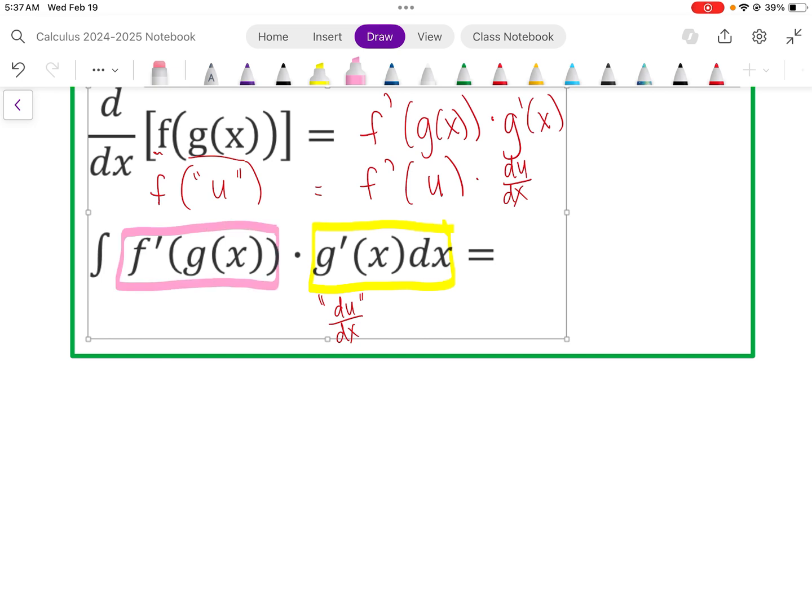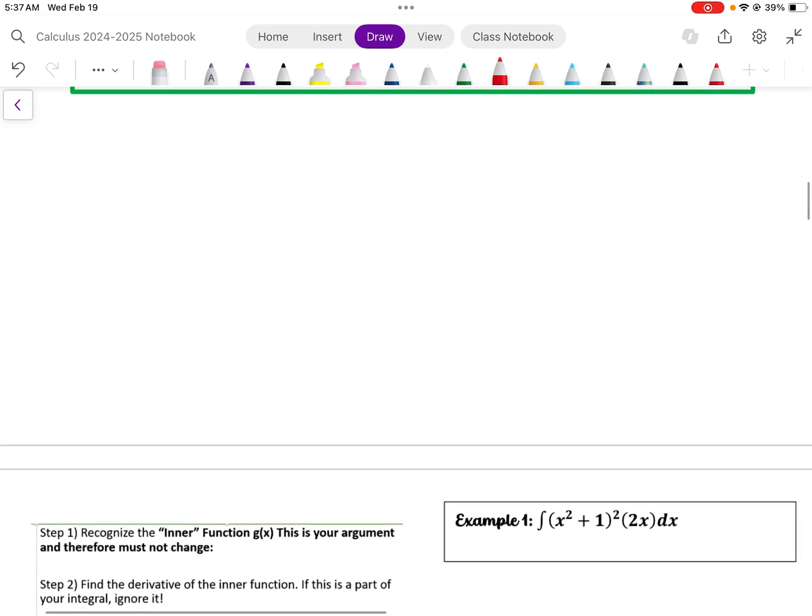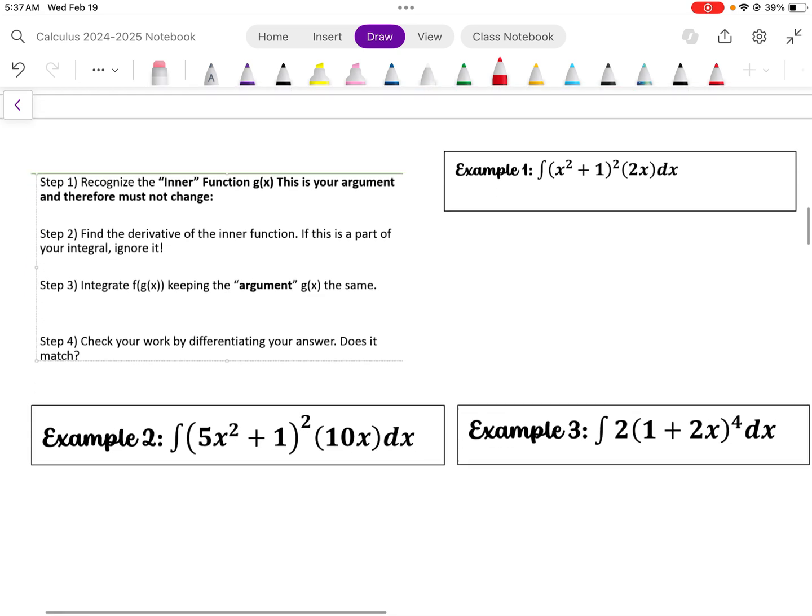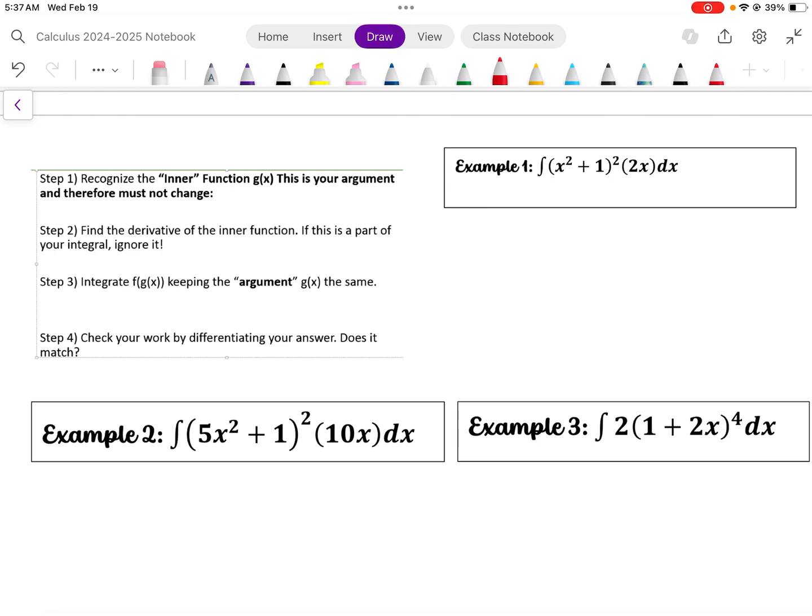The derivative of the inside part. And so when that is the case, you literally just kind of ignore that second half and you just integrate the outside function. So the integral of f prime we know is f, and leave the argument the same. So a lot of the game here is training yourself to ignore du, ignore the derivative of the argument.